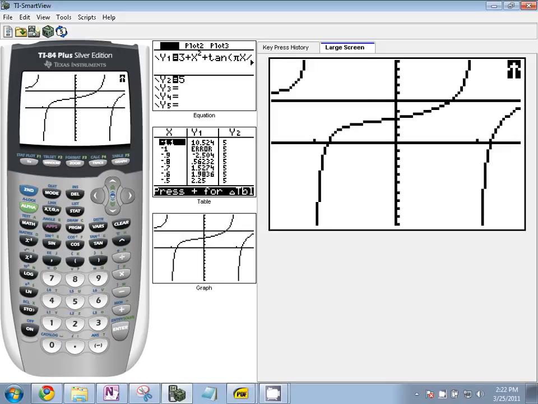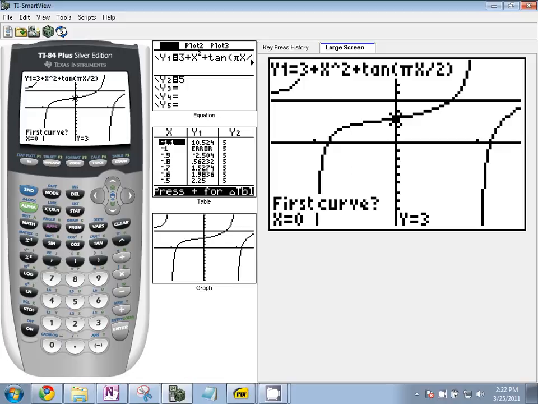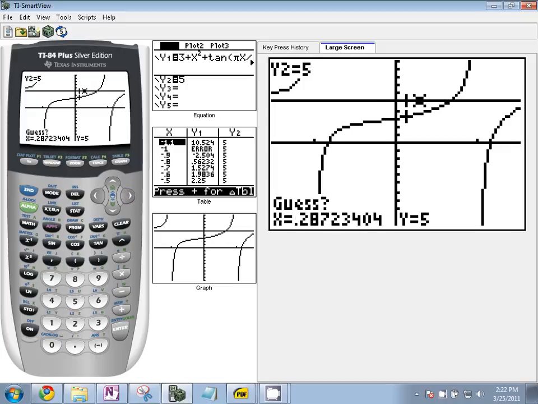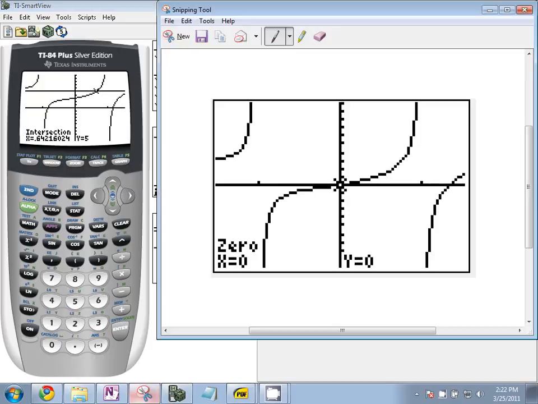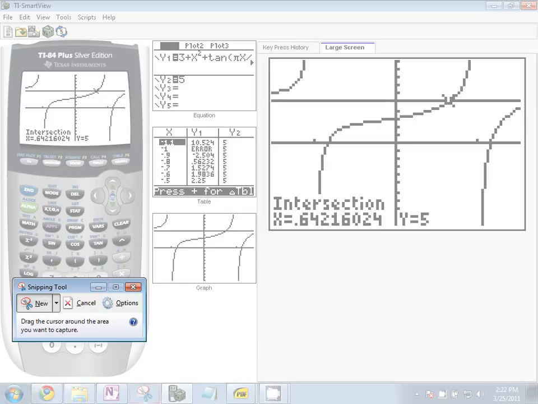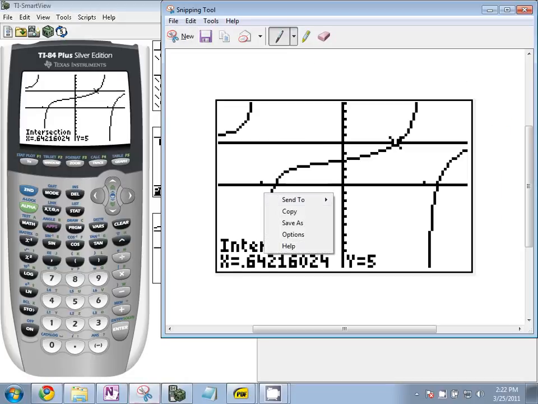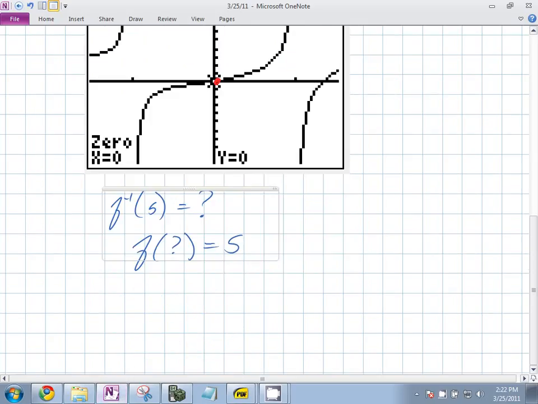Second, calc, intersect, first curve, second curve, and then it asks you for a guess. As long as you're in the general direction, it does okay. There's your intersection. Now, you notice how it says x equals? What has it saved that value as? It saved it as x.